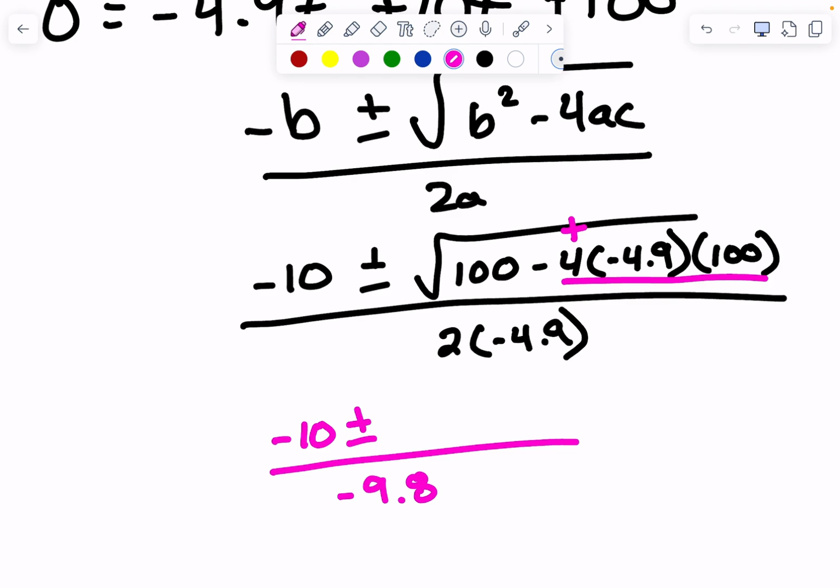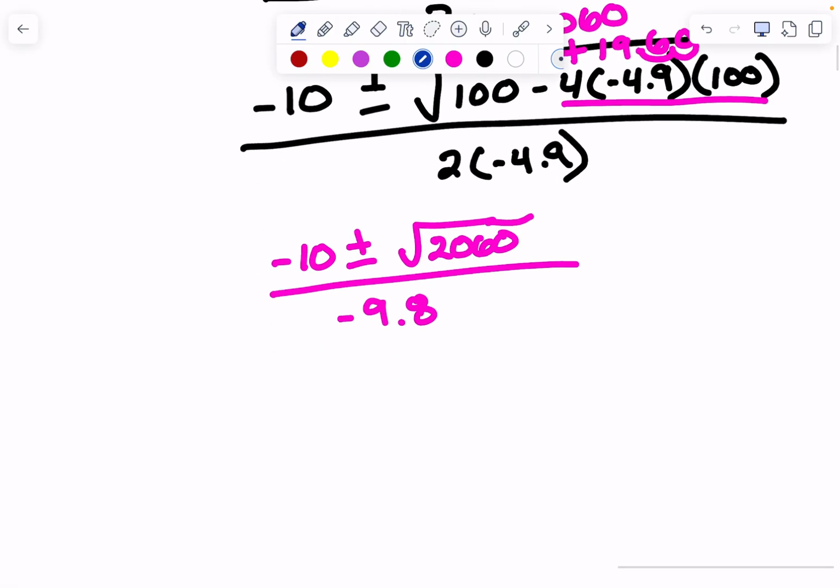What's the square root of 100? 4 times 4.9 is 19.6. You're right. 19.6 times 100 is 1960, plus another 100 is 2060. So this is the square root of 2060. No, because you're subtracting. Because there are two negatives, that makes it positive. I think that's maybe your problem.